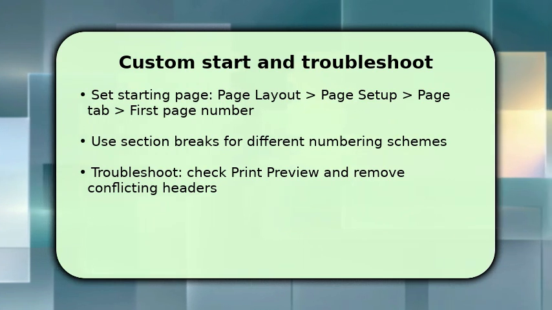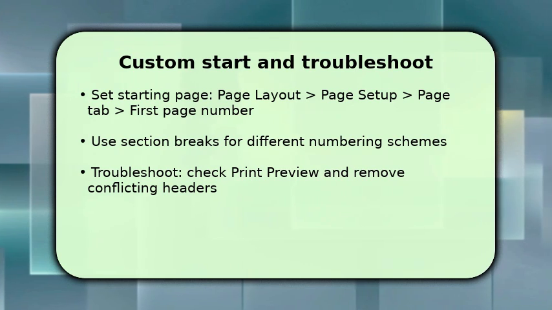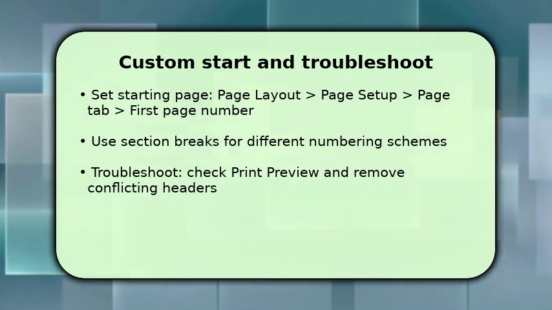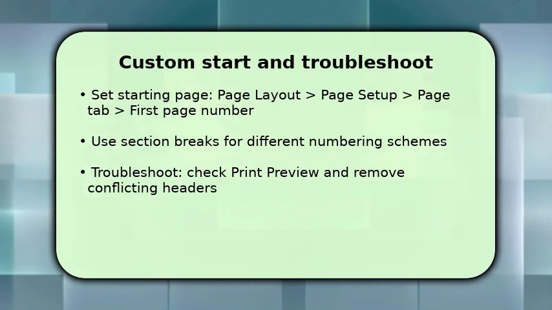If numbering looks wrong, check Print Preview and examine each section's header for residual text. Removing conflicting headers or resetting first page number usually fixes it, ensuring consistent printed output.